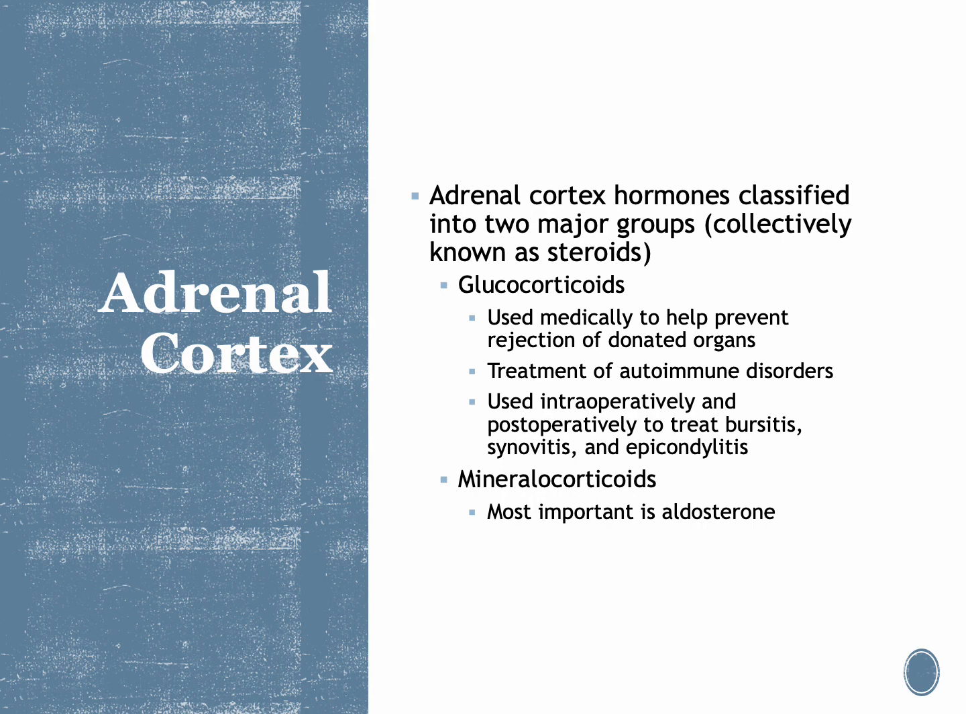So we talked about the hormones that are secreted by the adrenal medulla. Let's talk about hormones that are secreted by the adrenal cortex. Remember, the adrenal cortex is the outside part of the adrenal gland. These hormones fall into 2 categories, called glucocorticoids and mineralocorticoids. Together, these hormones are known as steroids.